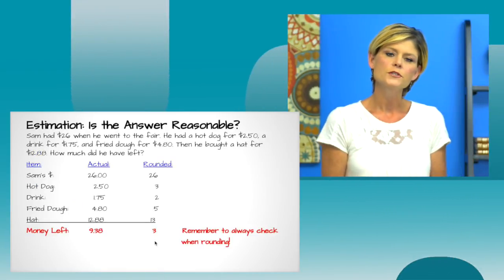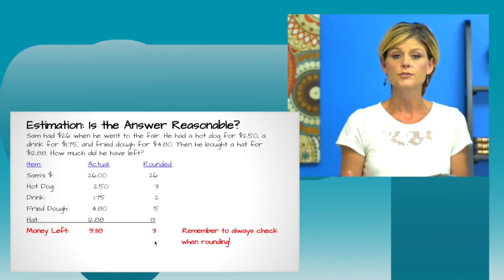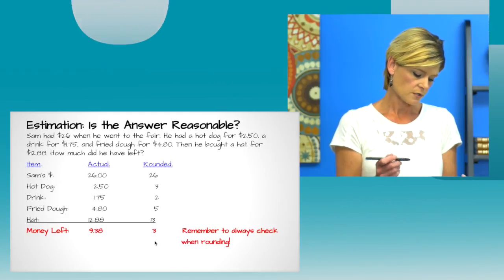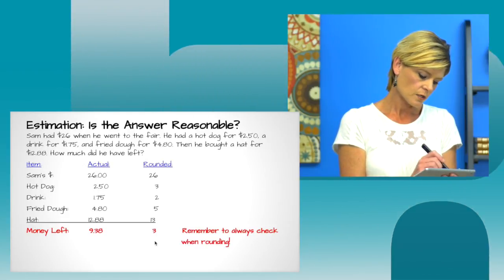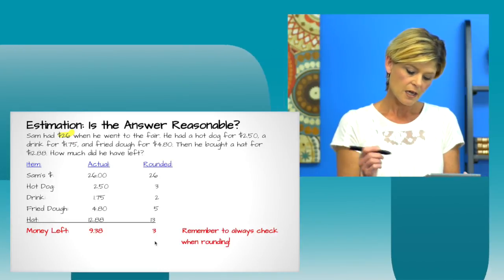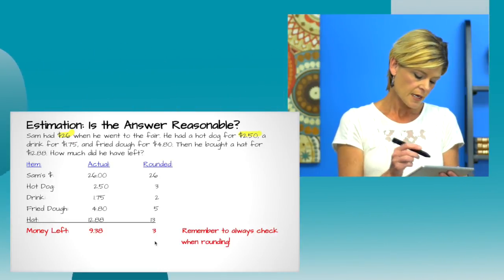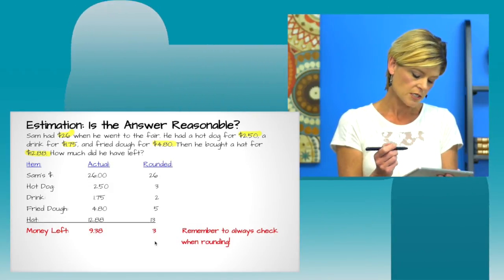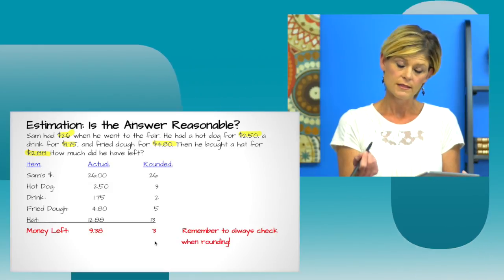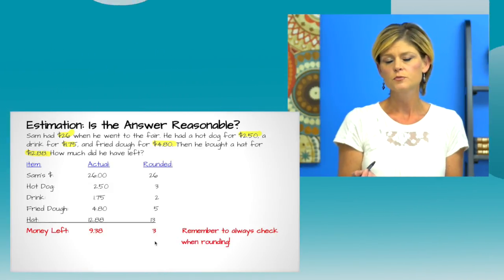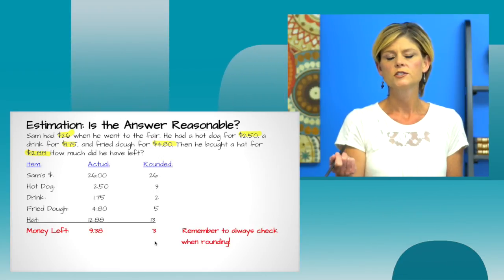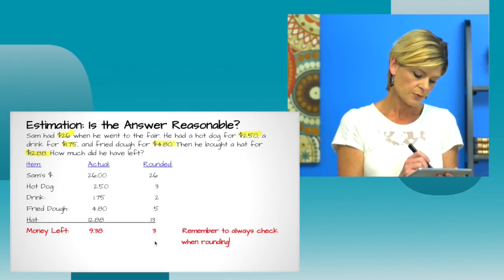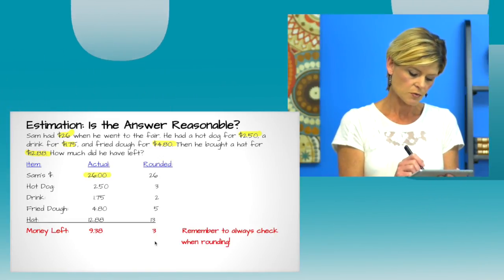Okay, it's also important to think about whether your answer is reasonable when you're estimating. And let's take a look at a question that sort of shows this. Sam had $26, I'll highlight that, when he went to the fair. He had a hot dog for $2.50 and a drink for $1.75, fried dough for $4.80, and then he bought a hat for $12.88. How much did he have left? So I'm going to try to solve this problem once with the actual numbers and once another time with rounding or with estimated numbers. So Sam is starting off with $26. Well, we can't really round that, so we'll just say $26.